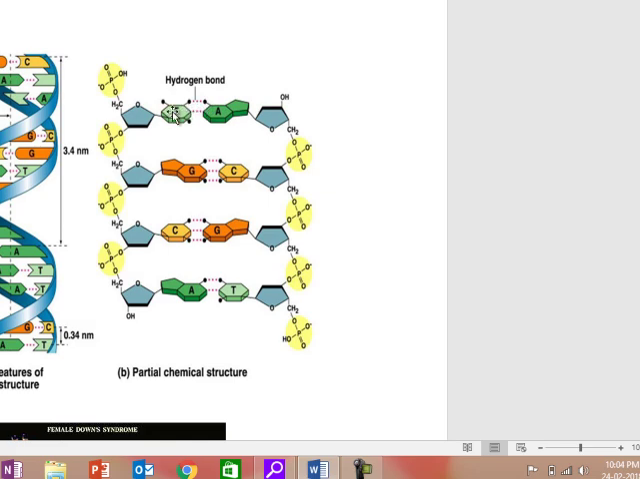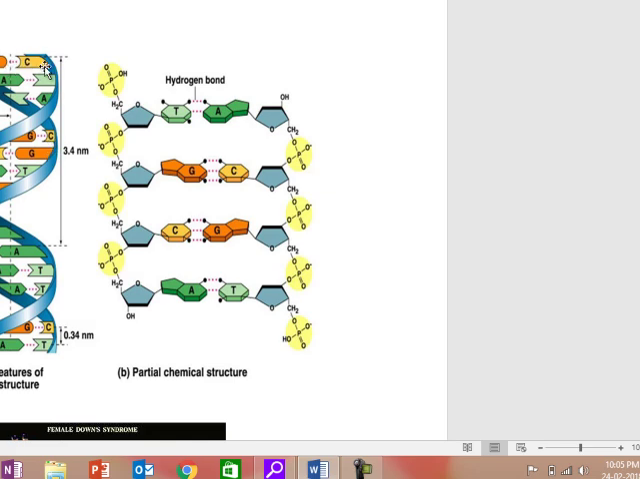Now this nucleoside binds with phosphate to form a nucleotide. So nucleotide is a combination of nitrogen base, sugar, and phosphate. See, phosphodiester bond is present between two adjacent nucleotides. Right. So many nucleotides form one strand of DNA. Such two strands form a DNA molecule.